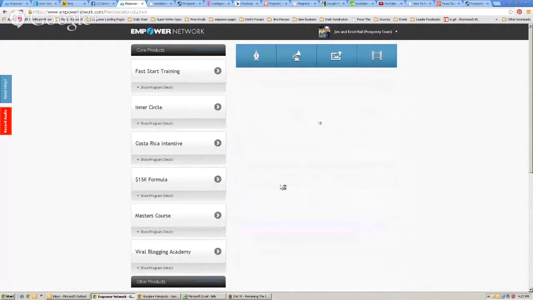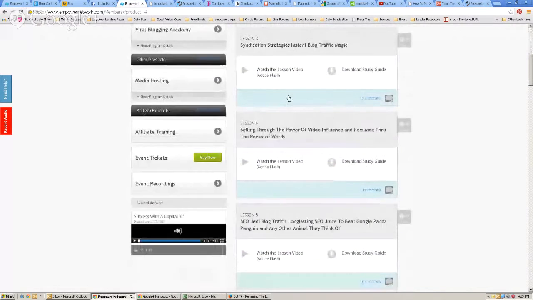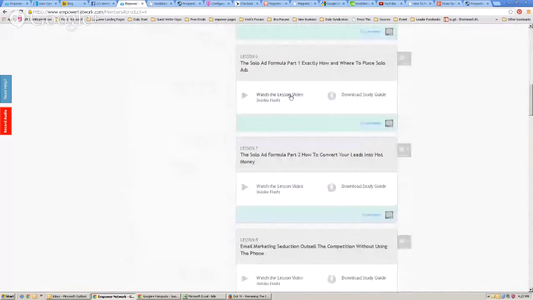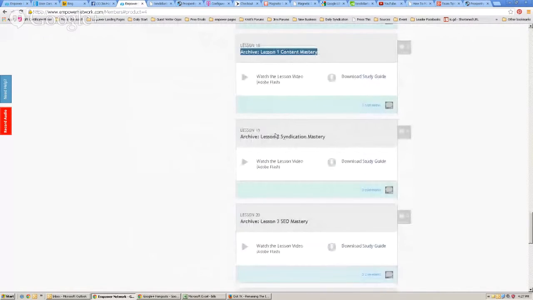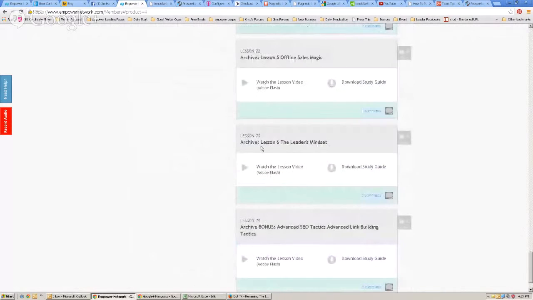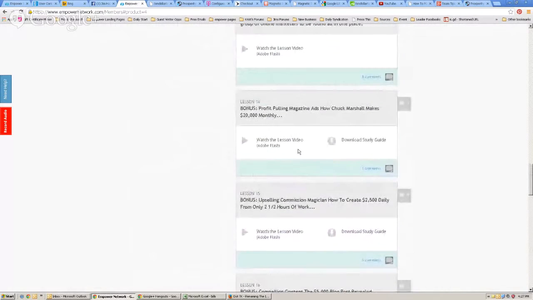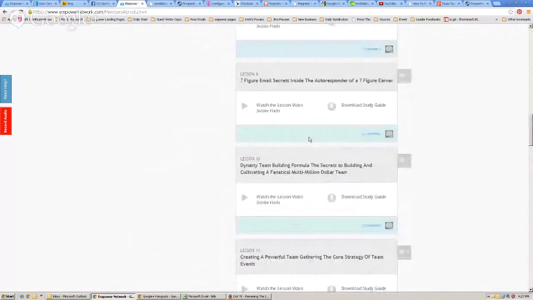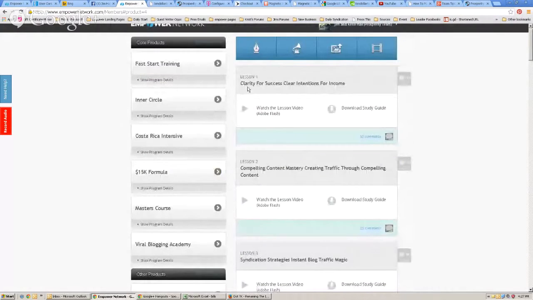Okay, 15K formula. Now the 15K formula is a little bigger. I really like the 15K formula. There's so much good stuff. There's some older stuff back in here. Some of these I like even better than the newer stuff. Again, because it's a little bit pre-Empower Network, so it really gets into stuff that is for any business. And I like that because I do a lot of different things.